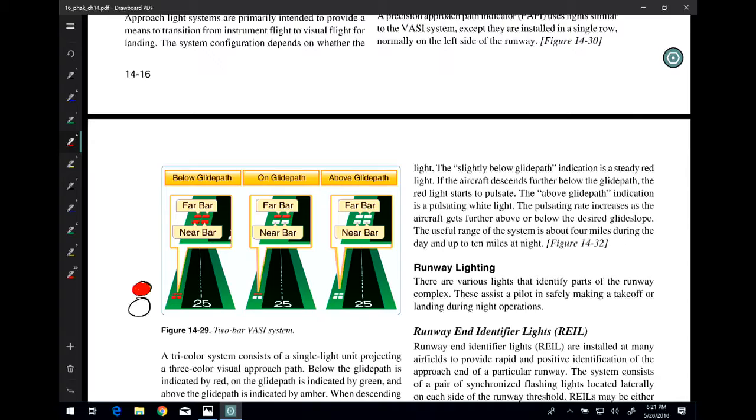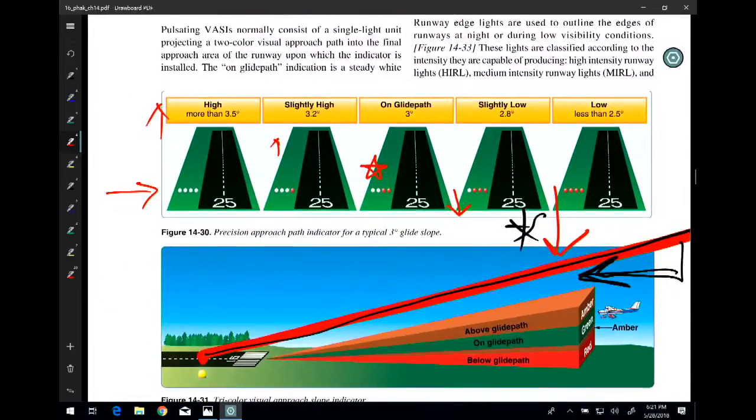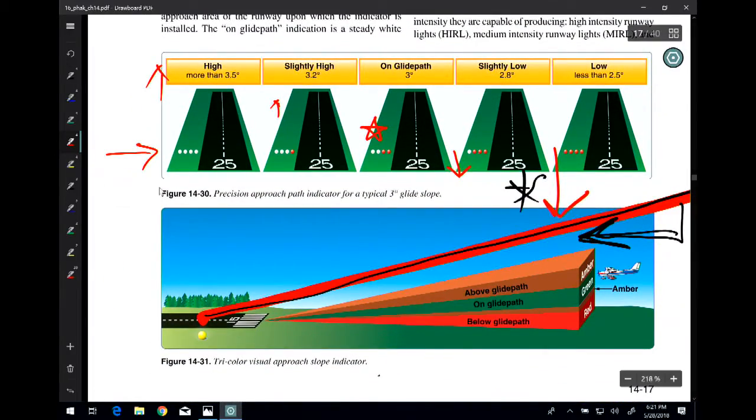So what color are runway lights? Then we ask, what is PAPI? Let's look down here and see what PAPI is all about. So here is PAPI. PAPI is Precision Approach Path Indicator. If you don't have that, that's not what PAPI is. Where do you find them? Normally you'll find them on the left side of the runway.